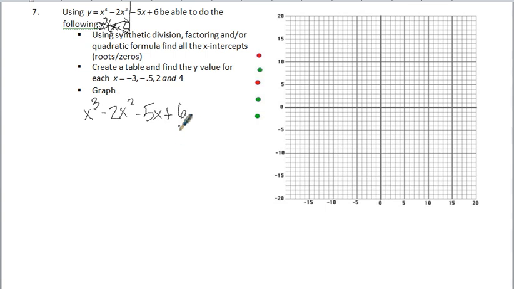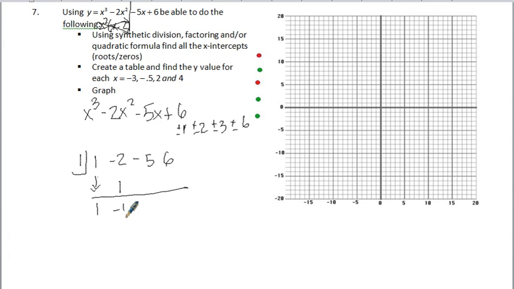So remember that you write all of the factors of 6. And I'm going to start with 1. And I'm going to write the coefficients and use synthetic division. All right, so my first factor was x minus 1 because it's always the opposite of that. So that's my first factor.